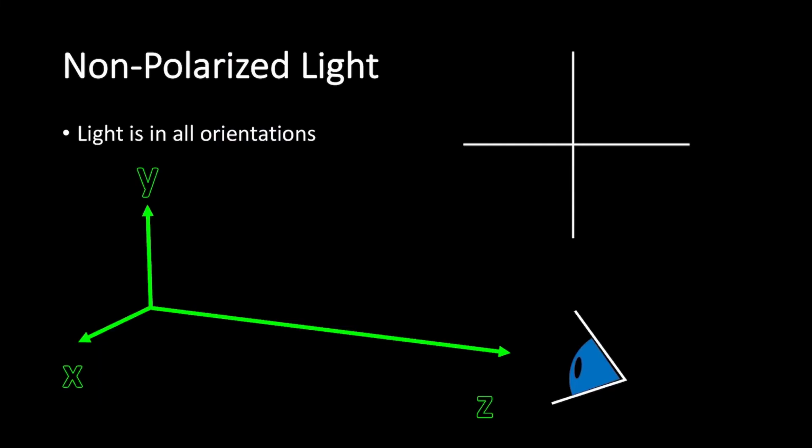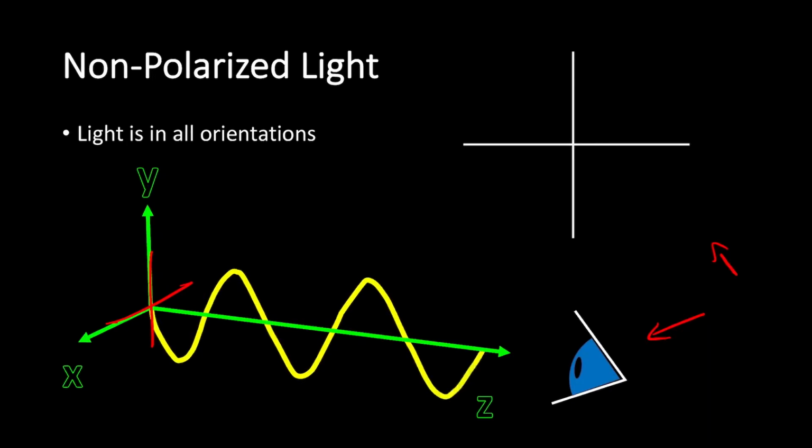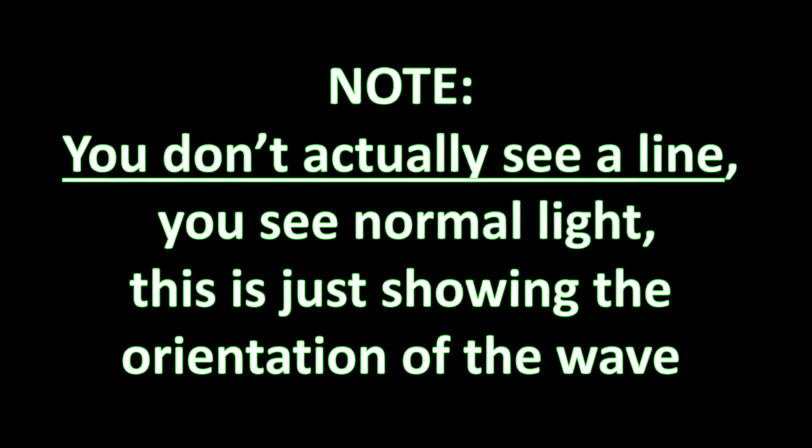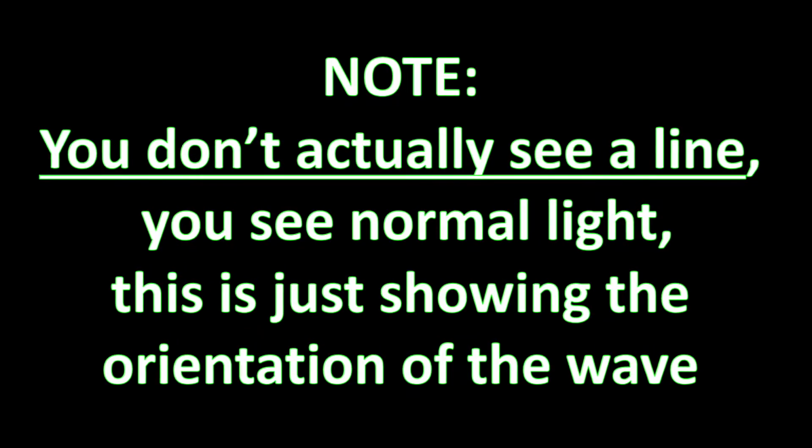Let's first start with non-polarized light. I'm going to use this diagram of an eye to show kind of where you would be looking, and then this grid on top to represent what you would see if you were looking at this X and Y plane. So first, let's start with a wave in this orientation. When that comes into your eye, you're going to see it like this in the up and down orientation. Now I'm just going to focus on the electric field lines. I could put the magnetic field lines on there as well, but it gets a little bit too jumbled up. So we're just going to look at the electric field.